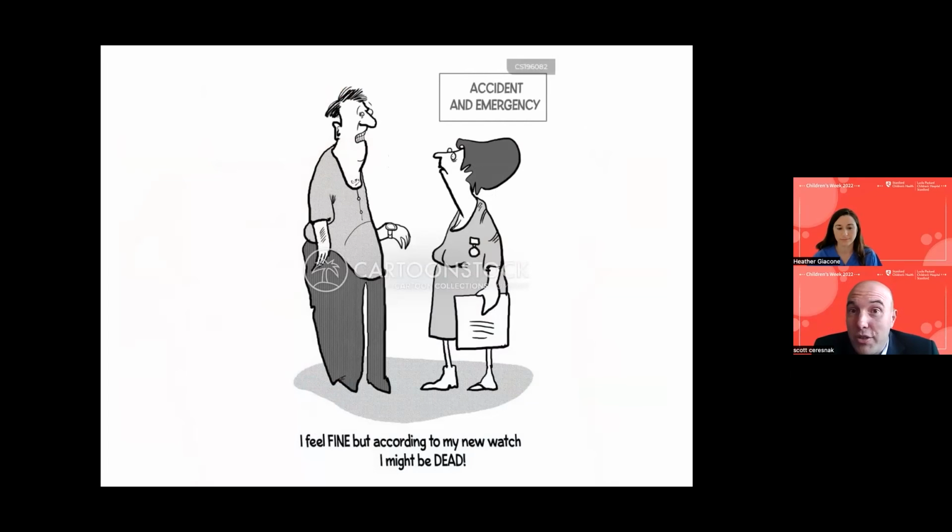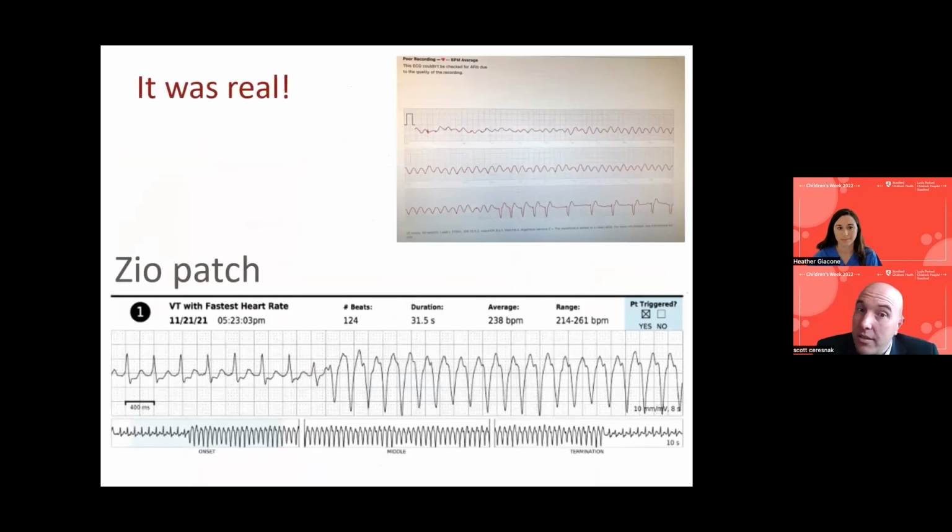Looking at this, his Apple Watch says, "I feel fine, but according to my new watch, I might be dead." So how much can we take as truth from these watches and wearables, and how much is real and how much is not? It turns out that patient, the tetralogy of Fallot patient, was real.